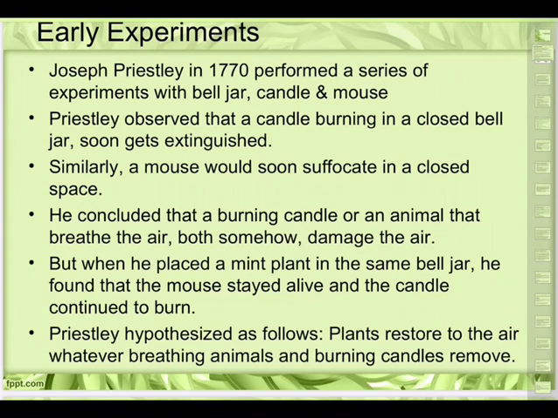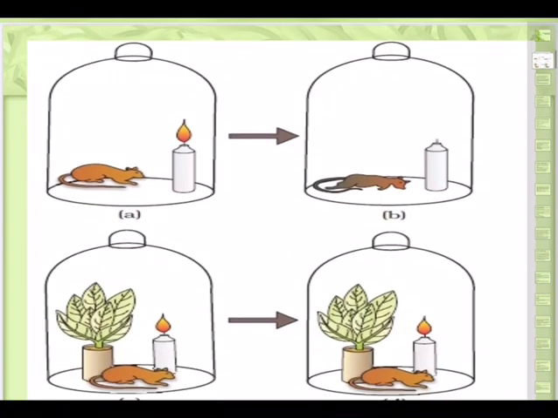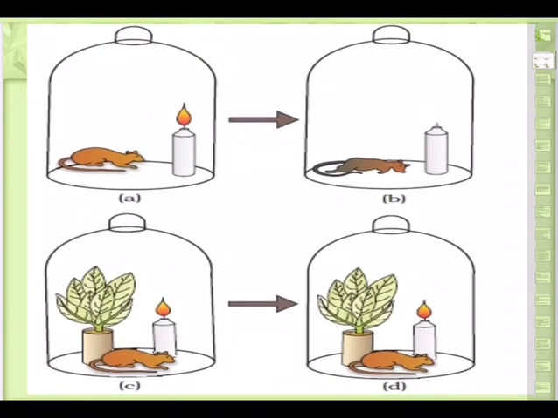Priestley observed that a candle burning in a closed bell jar soon gets extinguished. Similarly, a mouse would soon suffocate in a closed space. He concluded that a burning candle or an animal that breathes the air both somehow damage the air. But when he placed a mint plant in the same bell jar, he found that the mouse stayed alive and the candle continued to burn. So based on this, Priestley hypothesized that plants restore to the air whatever breathing animals and burning candles remove. Now this is the wonderful experiment that Joseph Priestley conducted in 1772.